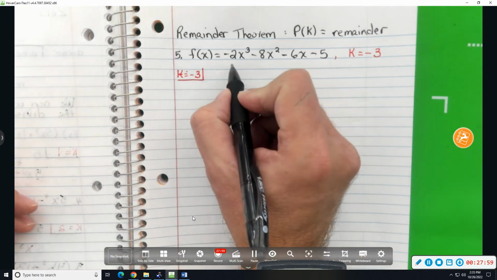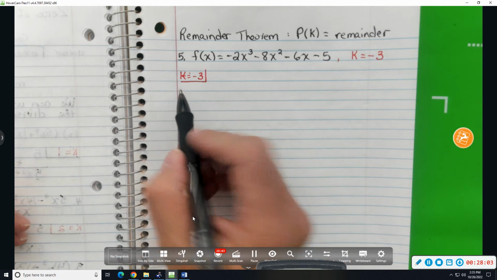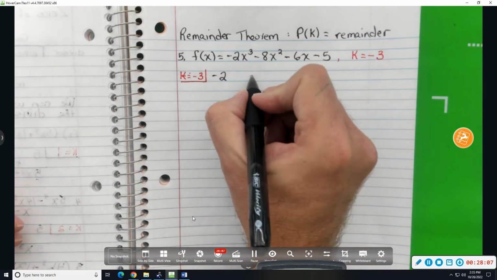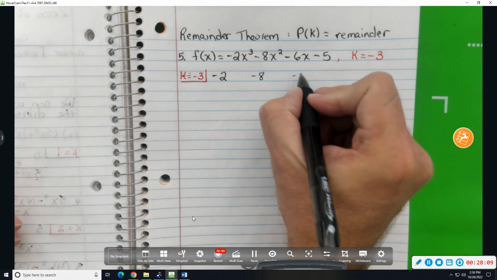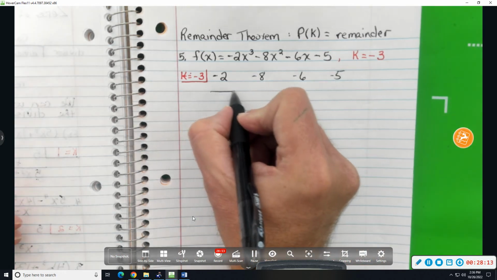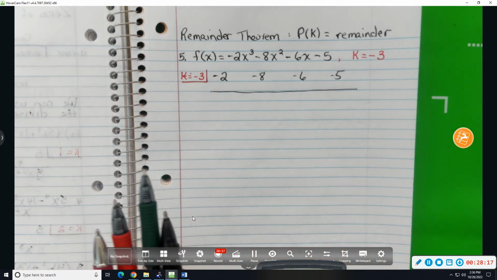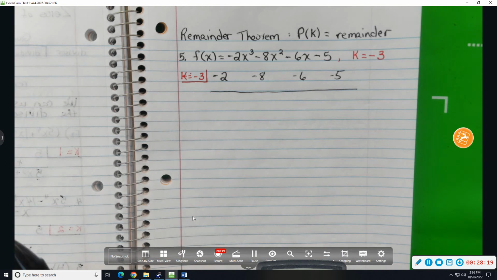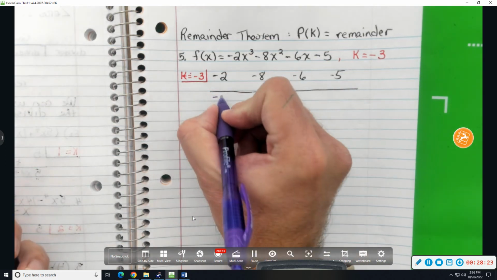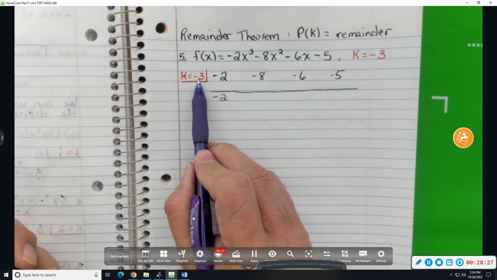Okay. I've written down my k equals negative 3 and negative 2, negative 8, negative 6, negative 5. Now, it just dawned on me, I kept thinking a color was missing. Carry down the negative 2. And negative 2 times negative 6.